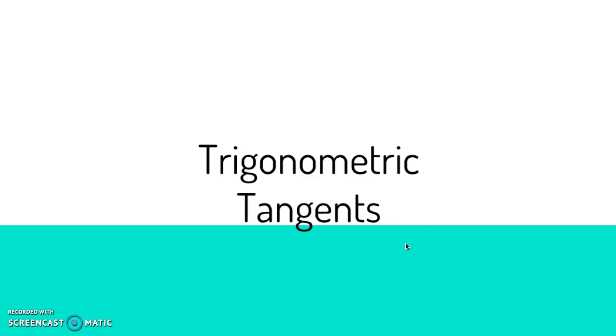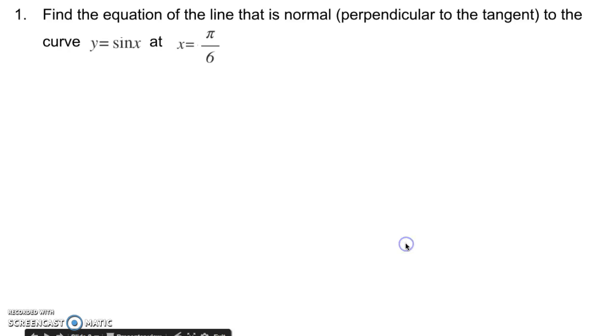So in this video, we will be continuing some trig stuff, doing tangent lines and horizontal tangents. In order to find the normal or perpendicular to the tangent line, as you know, you need an x, a y, and a slope value.